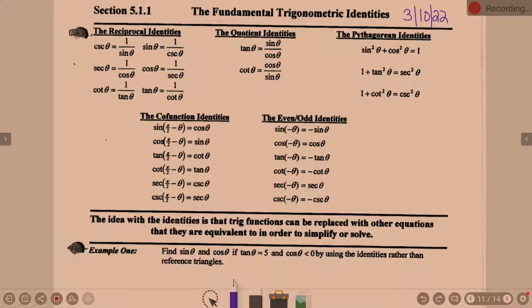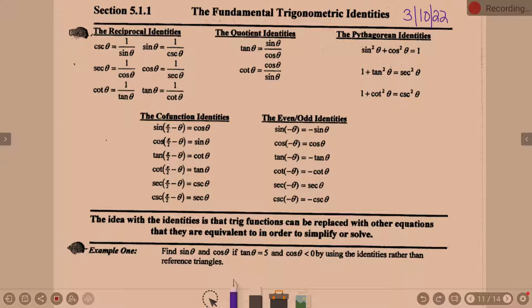Cofunction identities. So the idea of the cofunction identities, when we look at the graphs of sine and cosine, remember I've graphed those on the same graph before, haven't I? They look like the same graph, except they're just slightly off. Well, they're off by a shift of pi over 2. So these are our cofunction identities. So the sine of pi over 2 minus theta is equal to cosine. You've also got cosine and sine there, so you'll notice cosine and sine are paired up.